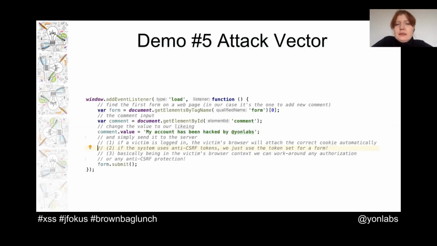So basically, the attack vector was to download comment JavaScript with such a JavaScript function. Basically, it finds the first form on a web page. We know that it was the form to send a comment. We just change the value of a comment and we submit a form.